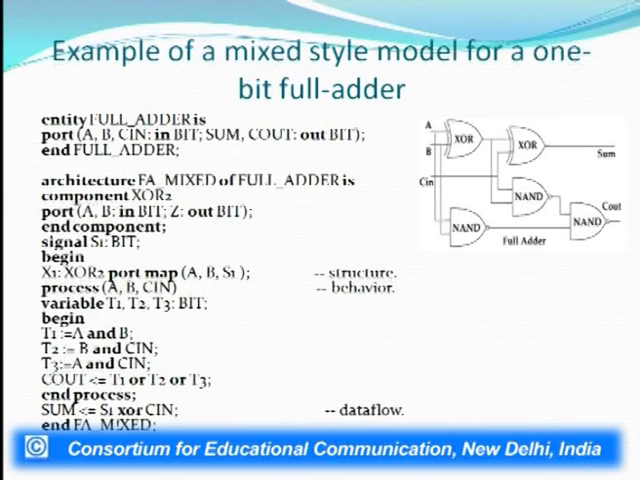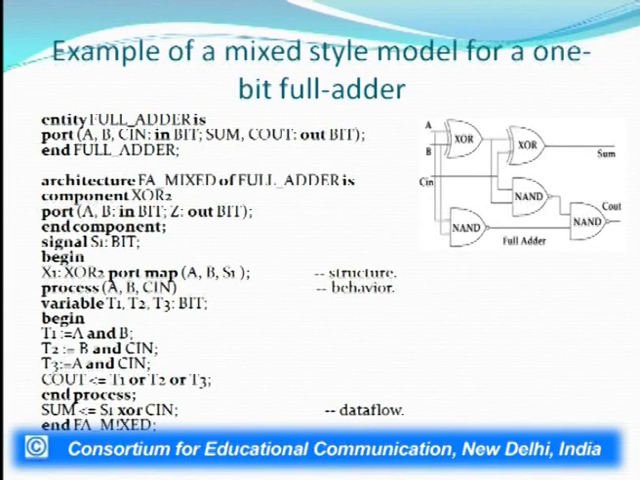As an example, we have taken a 1-bit full adder. This is going to have 3 inputs which are going to be passing through 2 XOR gates and 3 NAND gates to generate the sum and the carry. We will first define an entity, which is a full adder in this case. So port A, B and C in of type in, and sum and C out of type out bit, end full adder. As I mentioned earlier, irrespective of the style of modeling we are using, the entity declaration will not change. Then I define the architecture.